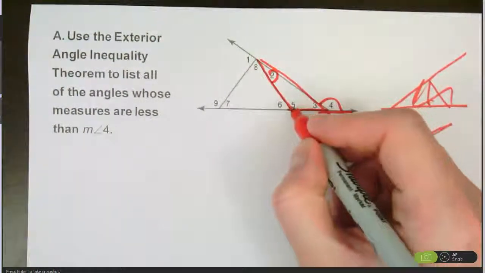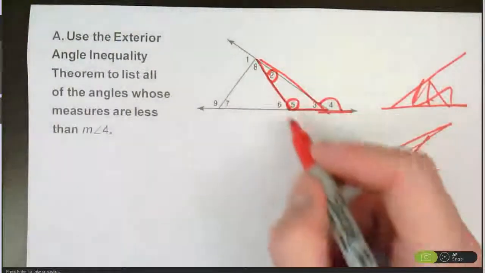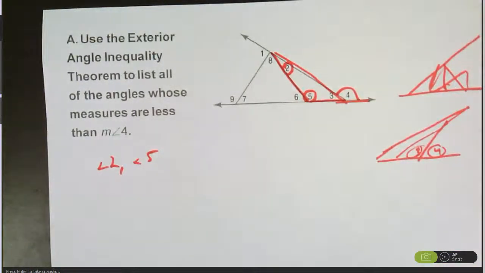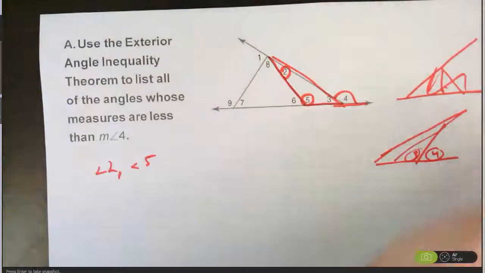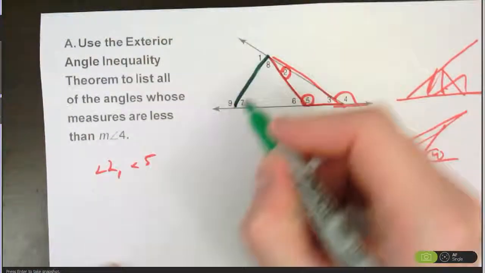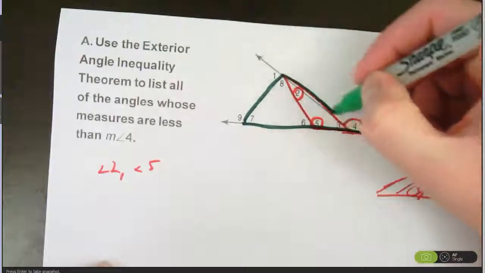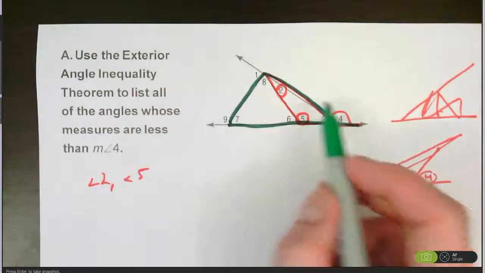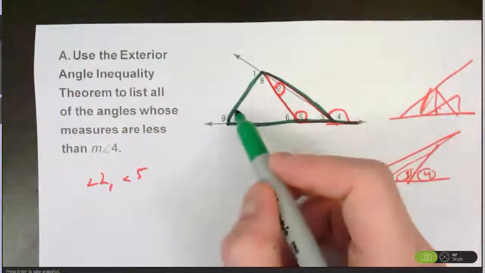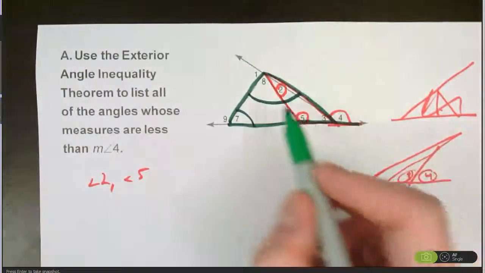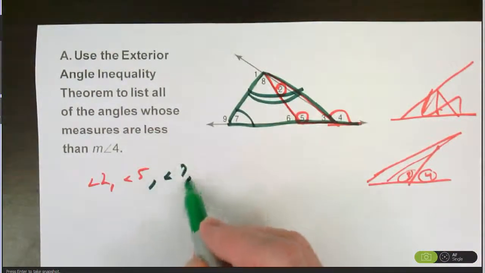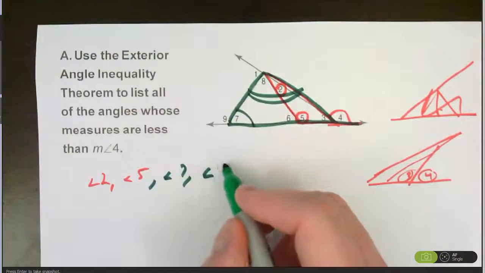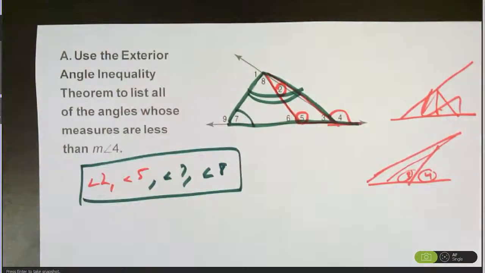However, angle 2 and angle 5 are a couple of its remote interior angles, so I know that angle 2 and angle 5 have measures less than angle 4. Plus, there is another triangle in here. This guy here, that angle 4 is an exterior angle for. So if 4 is the exterior angle, it has to be bigger than 7 and 8 and 2 together. Well, 8 and 2, I already know it's bigger than 2. 8 and 2 together means it has to be bigger than 8 as well. So there we go. 2, 5, 7, and 8.